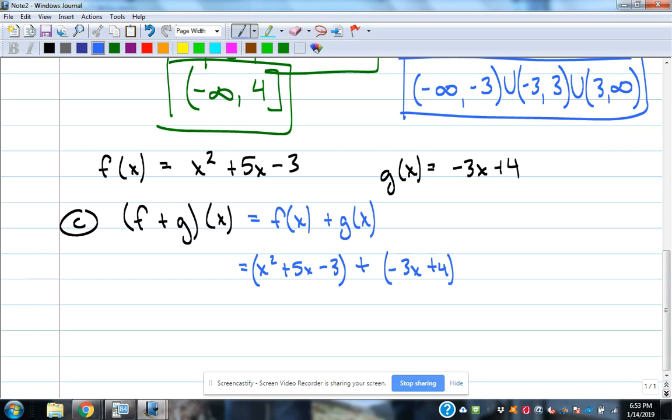Okay? The next thing to do is look to see if you got like terms that you can put together. So x squared, are there any like terms to x squared? No. So I'm going to just put it as part of my answer. 5x plus what? Negative 3x. What's 5 plus negative 3? 2x. Okay. Negative 3 plus 4? Positive 1. That is f plus g of x.